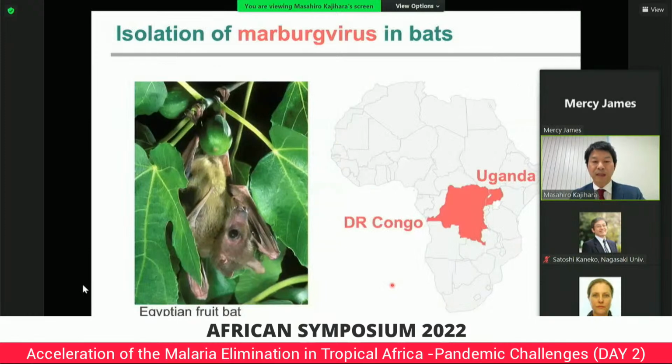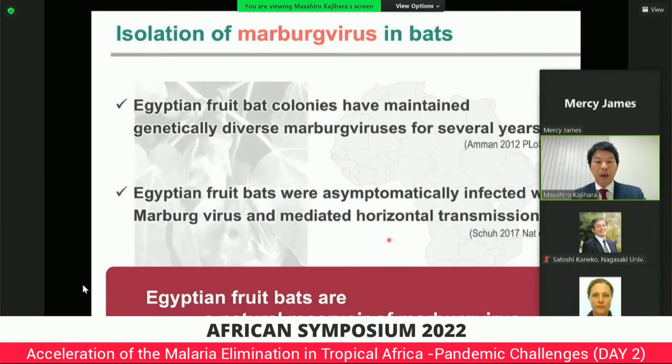The ecology of filovirus is still unclear, but the ecology of Marburg virus is a little better understood. So far, there are reports of the isolation of Marburg virus from Uganda and DR Congo. Subsequently, many epidemiological data have accumulated, and currently Egyptian fruit bats are believed to be a natural reservoir of Marburg virus.